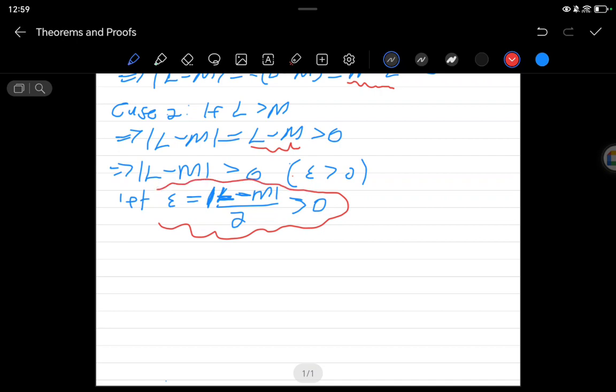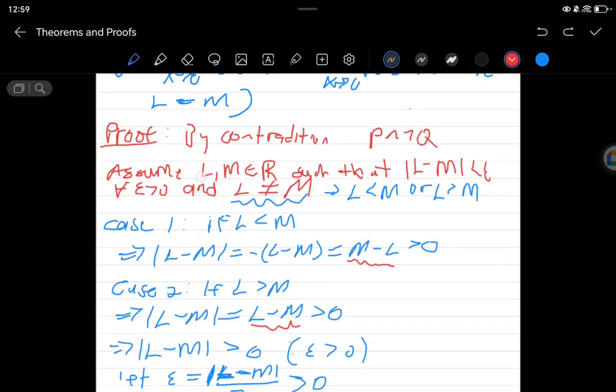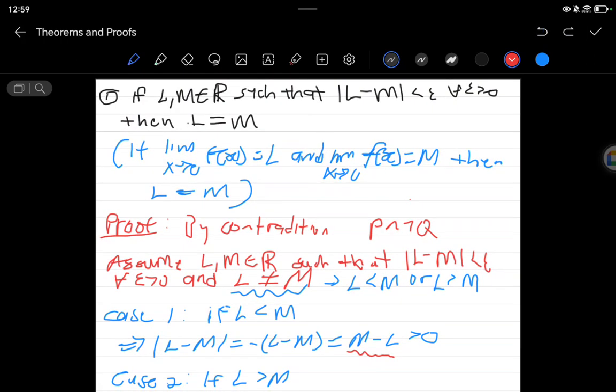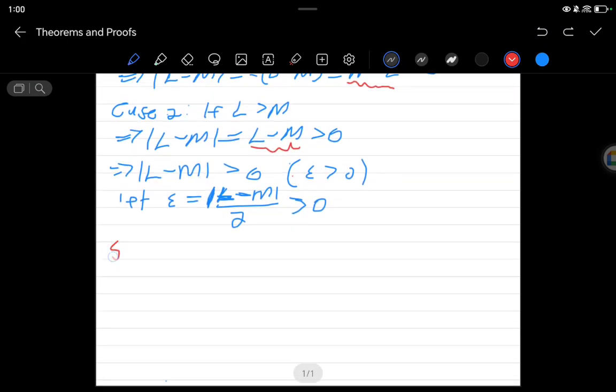So what I can do is go back to my assumption. Remember here I assumed that L, M are elements of the real numbers. Those will hold only if we have this. So I can come and say, since the limit as x approaches c of f of x is equal to L, then for each epsilon.